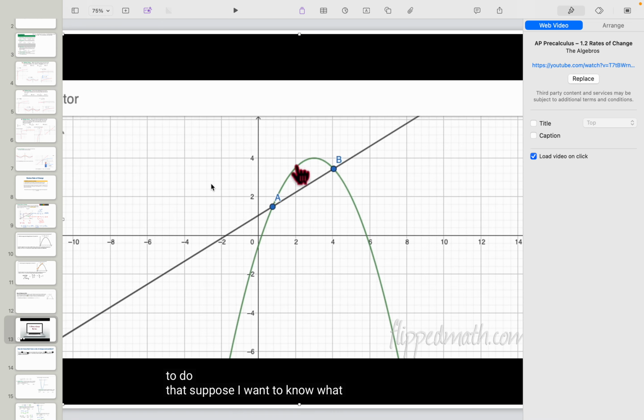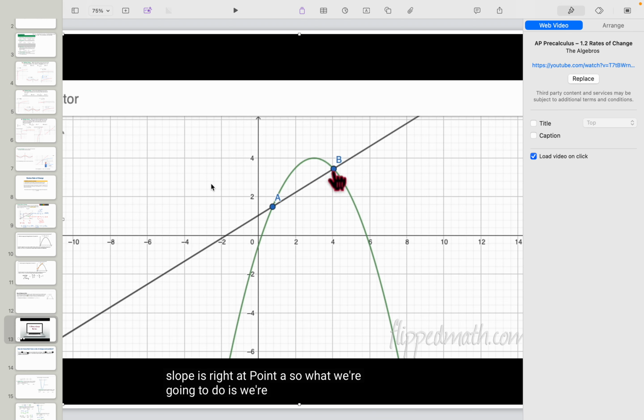Suppose I want to know what the average rate of change is at point A. Now, if you notice, look at the curve. It's pretty steep, right? I mean, because we're talking about the slope. And if I use point A and point B, then my estimate is not really going to be close to what the slope is right at point A.